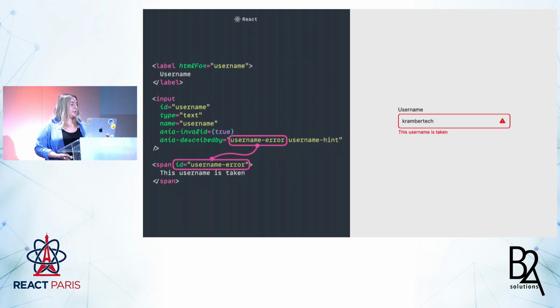So ARIA described by can actually accept multiple IDs. So we are providing both the hint and an error here, and we'll concatenate them when announcing to the user. And now let's hear what the screen reader says.